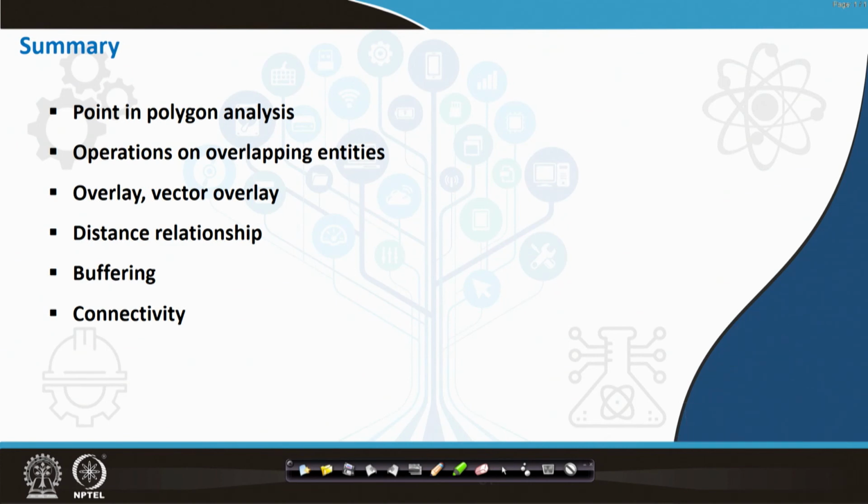Then distance relationship, that is extremely important. How do you do a distance relationship? Probably one can understand its applications in a very large context when you are developing the entire database for a particular region or city or a university. Then we looked at connectivity, so that is extremely important. And finally, I ended this particular class with certain cautionary things that you have to look at when you are doing spatial analysis. So, in the next class, we would take up the last part, the advanced analysis.